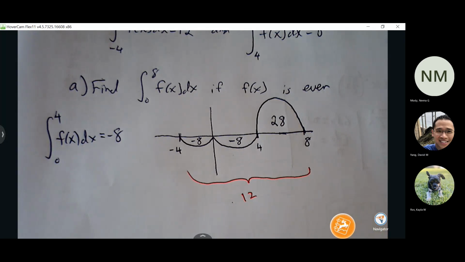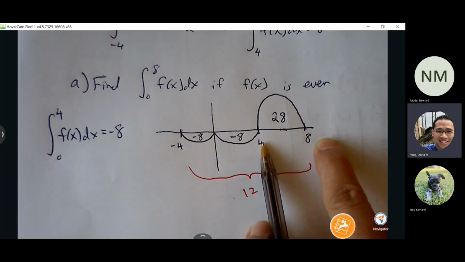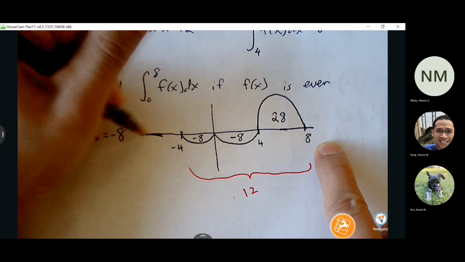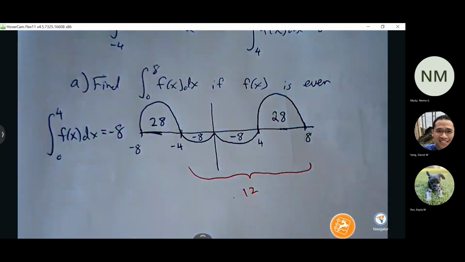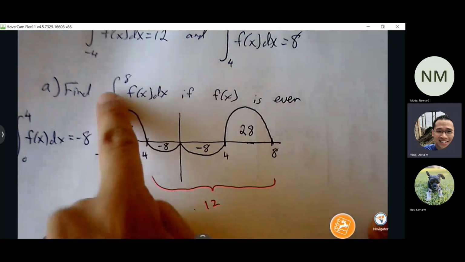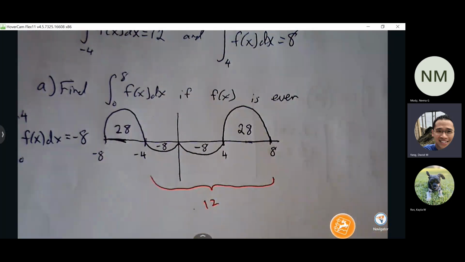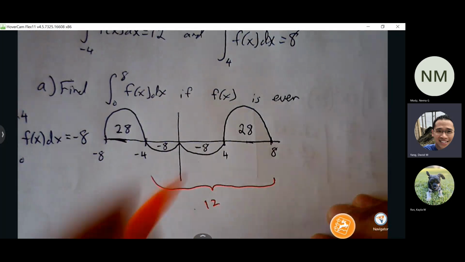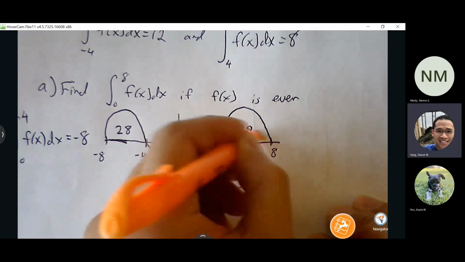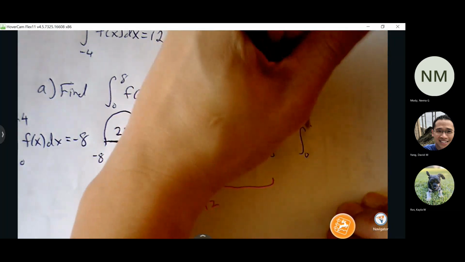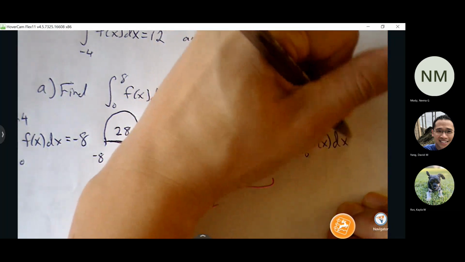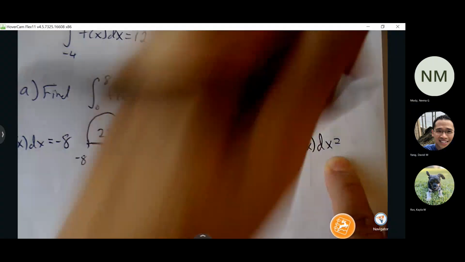I'm sorry? Well, it's odd, so we'll do that for part B. Now, if this is 28, what do I know about the other side? Also 28, even, right? Symmetrical. So now that I have this in front of me, now I can worry about adding up the parts that they're asking me to add up from 0 to 8. I'm going to add up this part here. So the integral from 0 to 8 is equal to just 20, right?